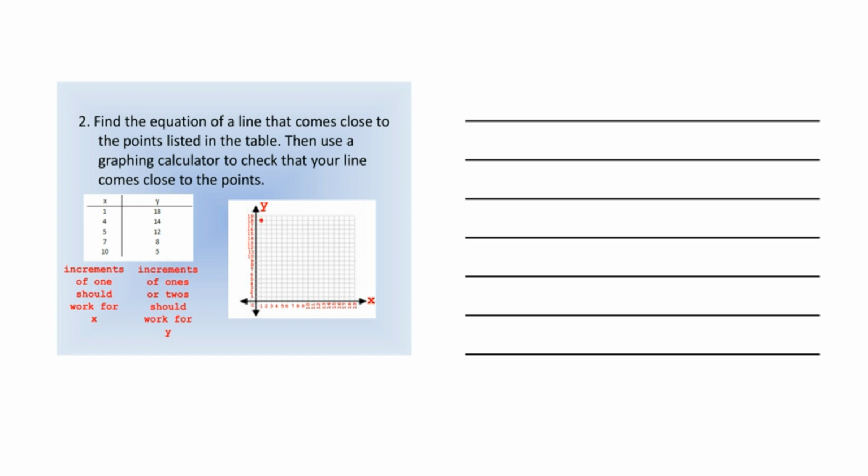Plotting the first point, 1 and 18. Next point, 4 and 14. 5 and 12 is the next point. 7 and 8 is the next point. And 10 and 5 is the next point. And there we have a scattergram. So we just built a scattergram. That implies it's just randomly located points based on our table for this case.